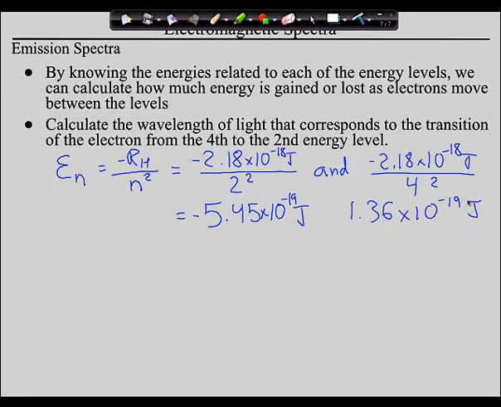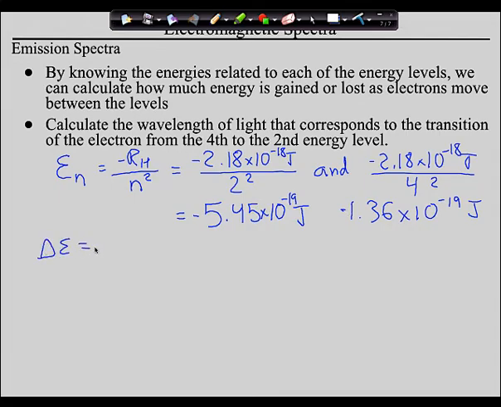So guys, can you confirm or refute these numbers? I got the second energy level at negative 5.45 times 10 to the negative 19th joules. Am I okay? And then I got the fourth energy level at negative 1.36 times 10 to the negative 19th joules. Am I okay? Okay. Then we're going to go change in energy.